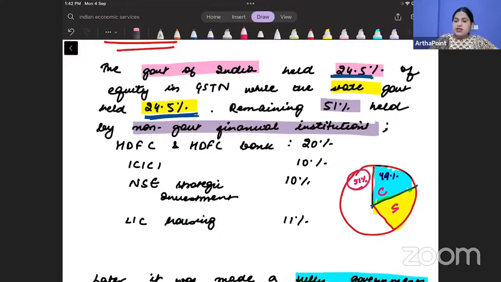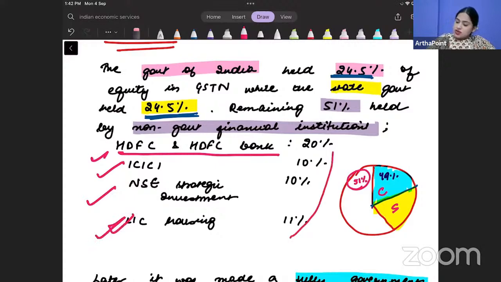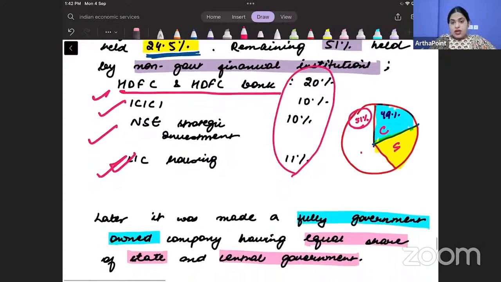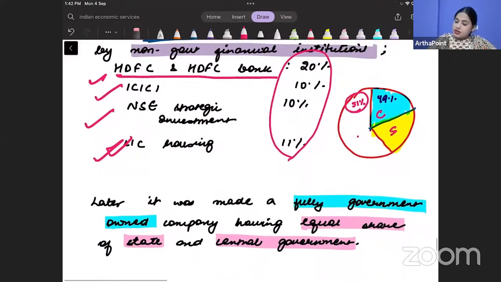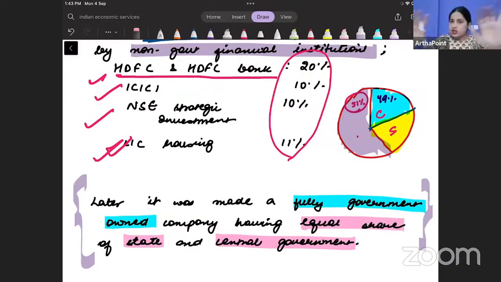This 51% was distributed among different non-government institutes: HDFC and HDFC Bank, ICICI, NSE Strategic Investment and LIC Housing. So the remaining 51% was distributed among them. Later, the government purchased all this share also. And now only the central and state governments hold equal shares in GSTN. So this is a fully government-owned company with equal shares.